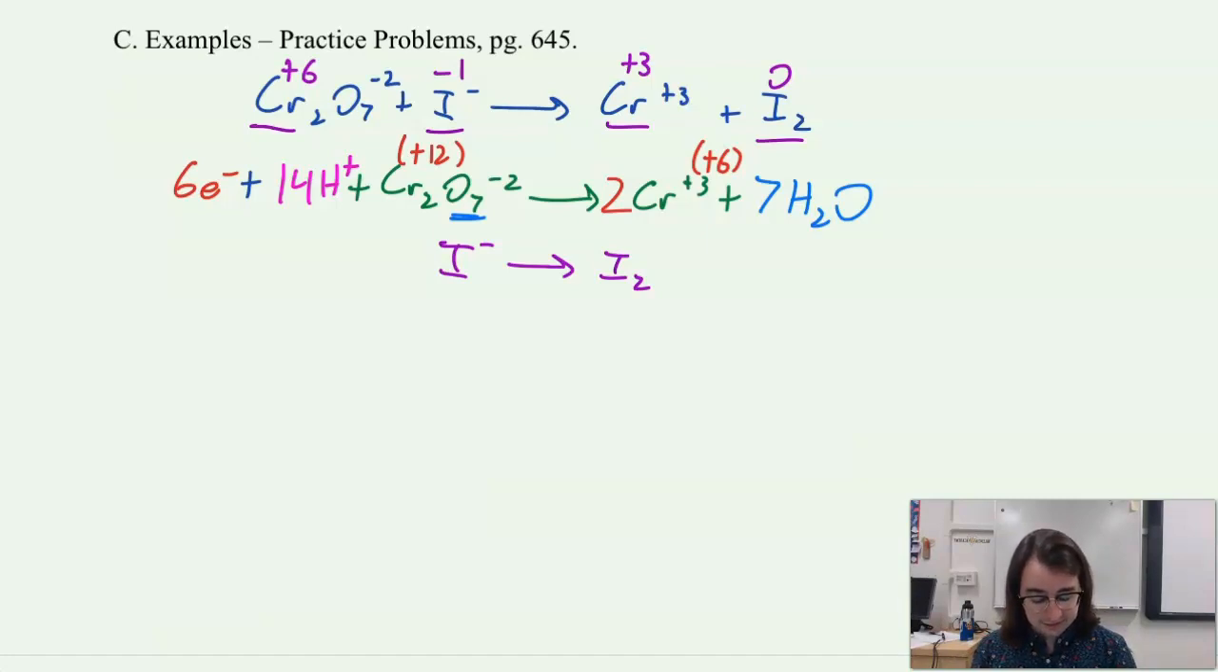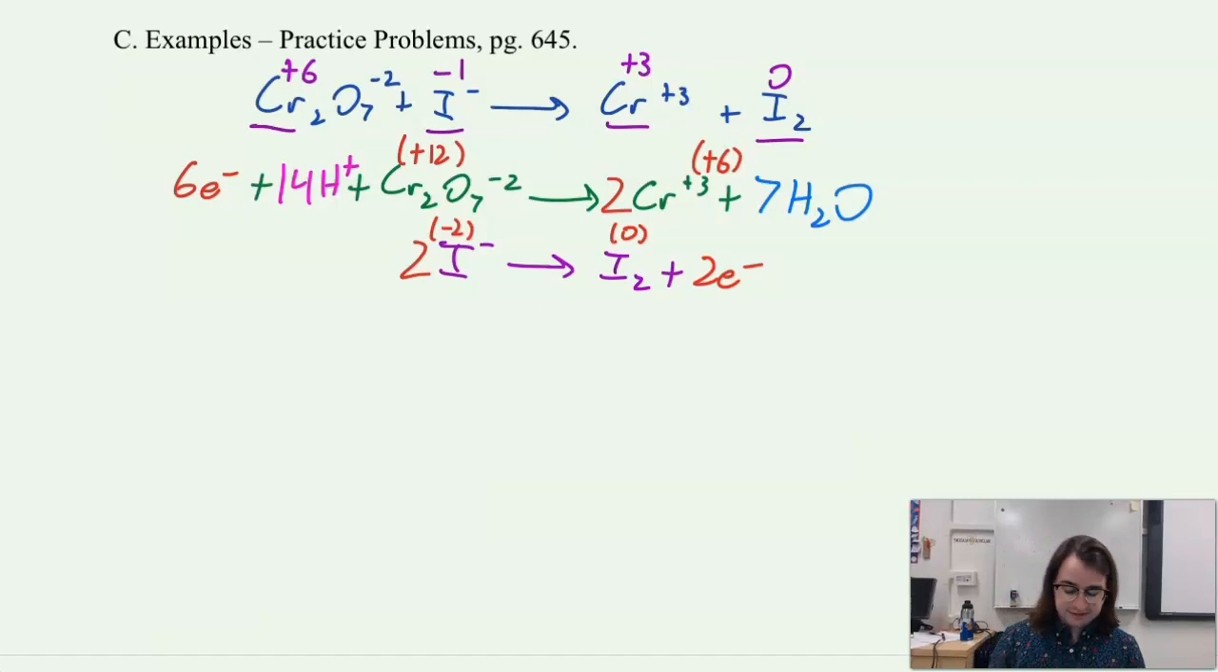Let's look at the bottom one, I2. I don't have any oxygens, so that's easy. I don't have any H pluses, so the only thing I really need to do is balance out the mass first, right? So I have a 2 here. And now I'm going to look at the charge. On this side I have a total of minus 2, and on this side I have a 0. So that means I'm going to add 2 electrons on this side, and now I am balanced. I just noticed that I did that in the wrong color. Okay, so here we are, and we're almost done.